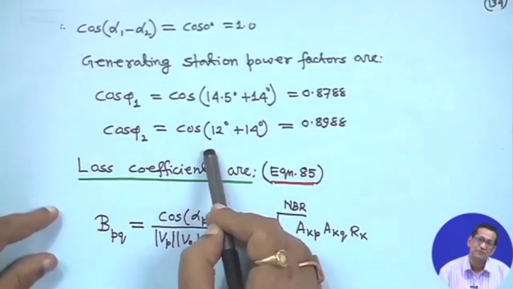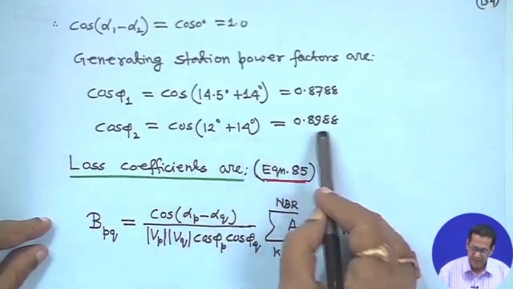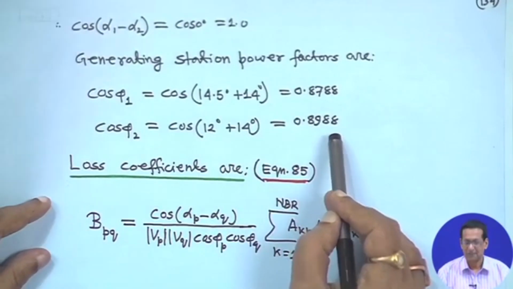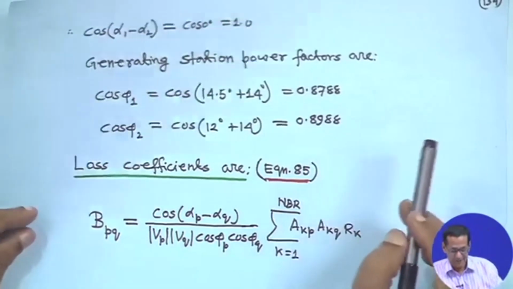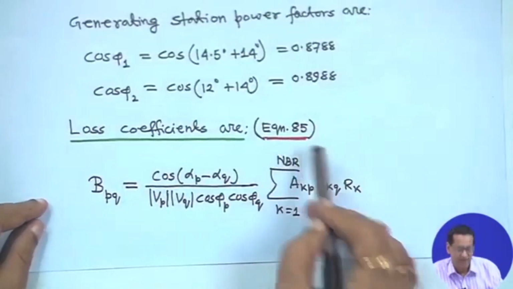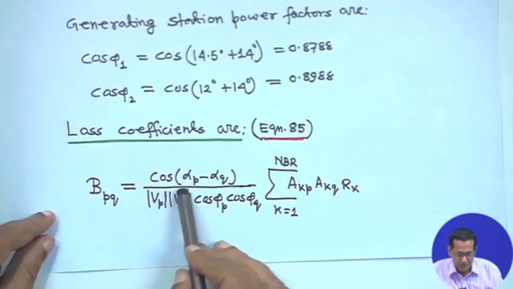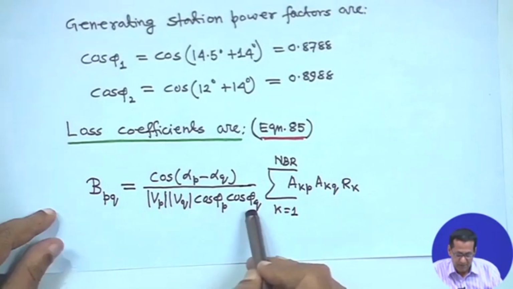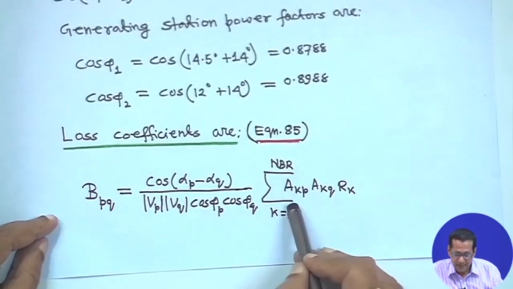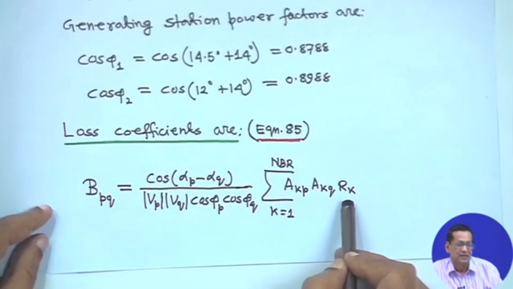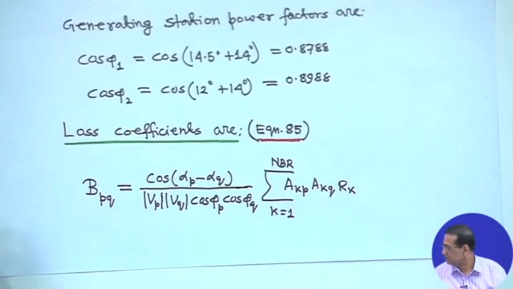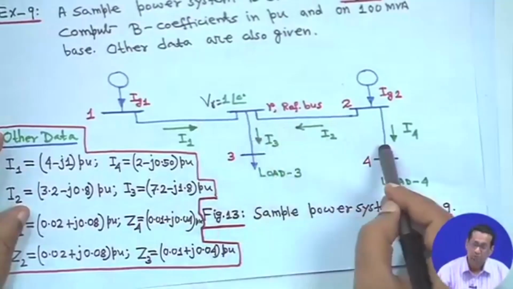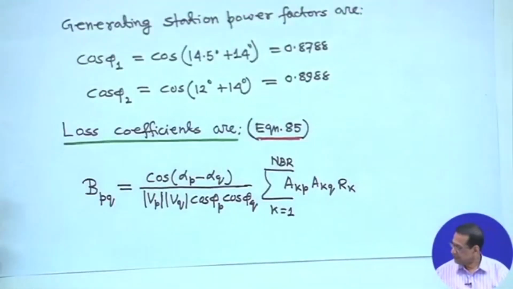Similarly for generator 2, same thing, it is cosine of 12 degree plus 14 degree, that is 0.8988. Now the loss coefficient, equation 85. This is the general formula: Bpq is equal to cos of alpha p minus alpha q upon magnitude of Vp Vq, cos phi p cos phi q, sigma k equal to 1 to NBR of AKP AKQ into RK. Here the total number of branches for this network is 4, that is 1, 2, 3, 4, so NBR is equal to 4.